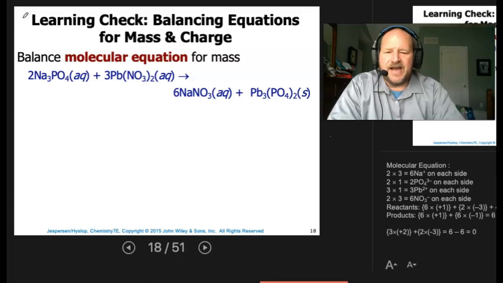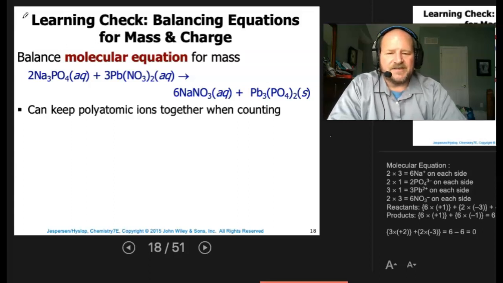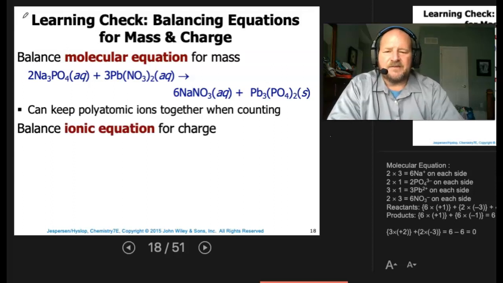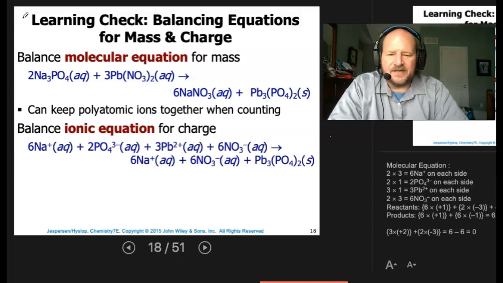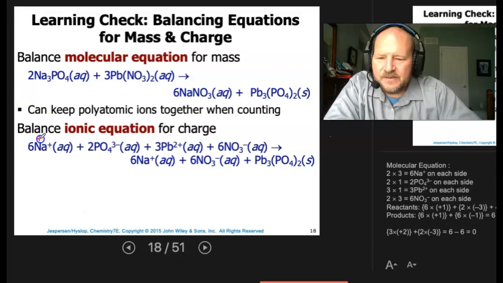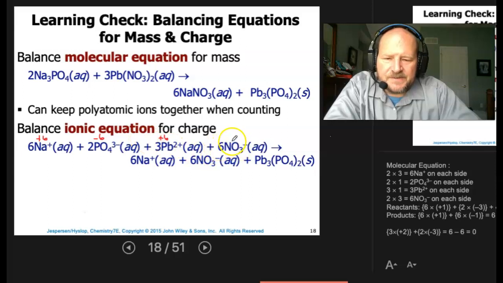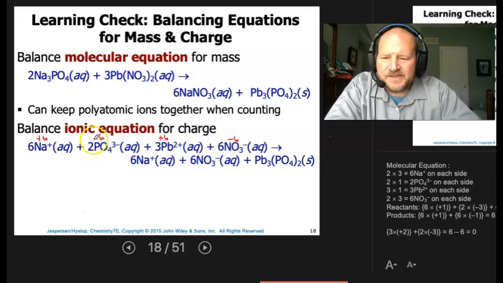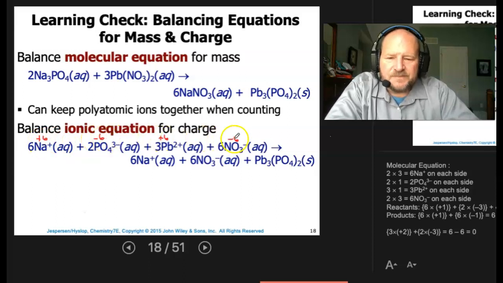So if this is our reaction, then of course we'll keep those polyatomic ions together and we'll simply balance it like we normally would. Now to balance the ionic equation, what we'll do is look at all the charged pieces here and make sure all the charges are adding up. So here we have a plus 6, right? Because I've got 6 with a plus 1. I've got 2 minus 3, so that's going to be a minus 6. I got 3 times 2, another plus 6. And then 6 times minus 1 is a negative 6. So overall, we've got plus 6 minus 6, 0, plus 6 minus 6, 0. So the reactants total a 0.